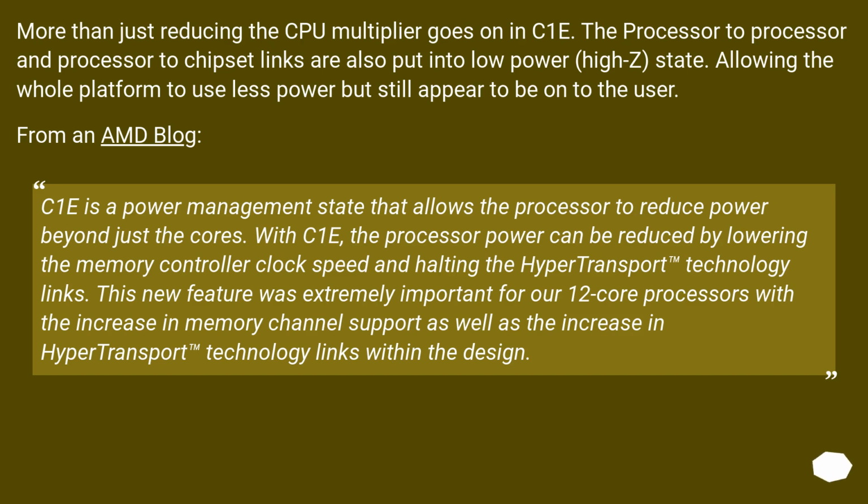From an AMD blog: C1E is a power management state that allows the processor to reduce power beyond just the cores. With C1E, the processor power can be reduced by lowering the memory controller clock speed and halting the HyperTransport technology links. This new feature was extremely important for our 12-core processors, with the increase in memory channel support as well as the increase in HyperTransport technology links within the design.